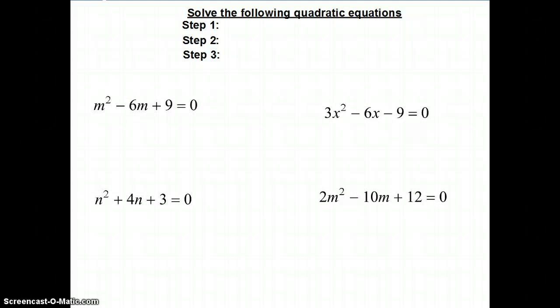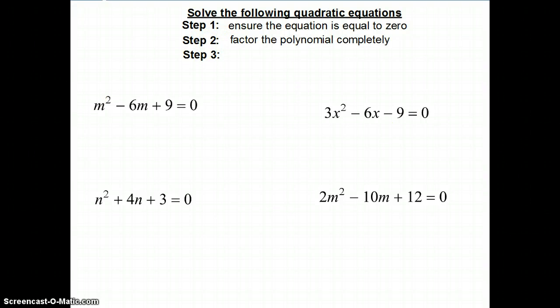Let's go ahead and recap for a moment the 3 steps to solving quadratic equations. Step 1. We always must ensure that the equation is set equal to 0. So in this first polynomial, there is a 0 on the right-hand side, so step 1 is done. Step 2, I then factor the polynomial completely.